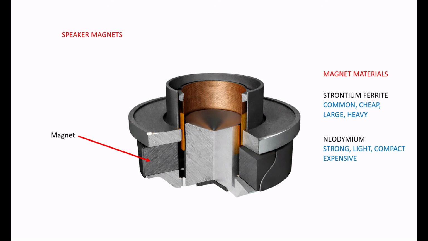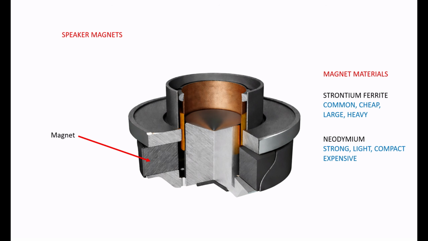Very common, inexpensive, generally heavier and not as magnetically dense as neodymium, which is really hard to say. I'm just going to call them neomagnets from now on. But neomagnets are stronger, lighter, more compact, and therefore more expensive than ferrite magnets. And you tend to find neomagnets used in tweeters or in speakers where weight and space is important, such as slimline subs and things like that.